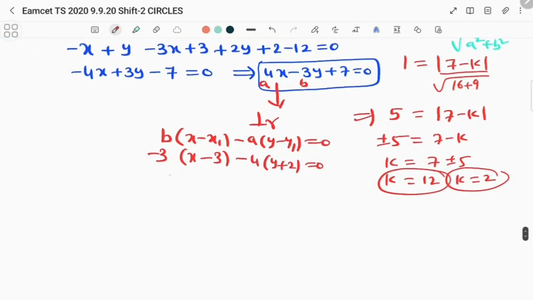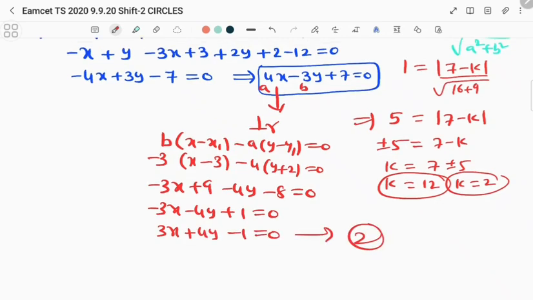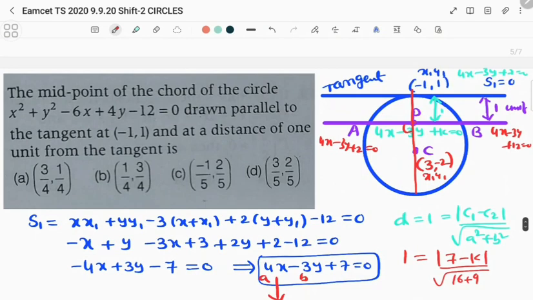So solve this equation. Minus 3x plus 9 minus 4y minus 8 equal to 0. So minus 3x minus 4y plus 1 equal to 0. So 3x plus 4y minus 1 equal to 0. Equation number 2. And this equation you can solve, students, the tangent equation or equation 1.